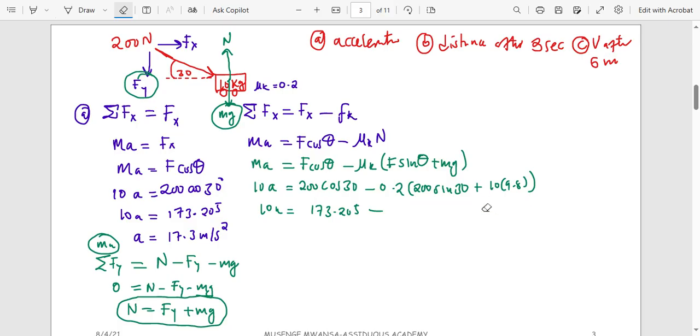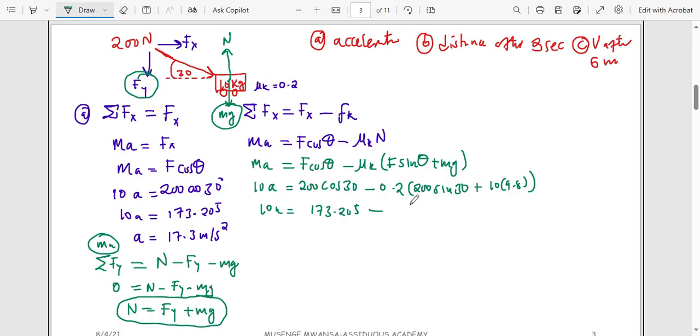So I've got 200 sin 30. Sin 30 is 1 over 2. So that will be 100. So I've got 100 plus 98, which is 198. 198 will multiply with the 0.2, which is in front. That is going to give us 39.6.